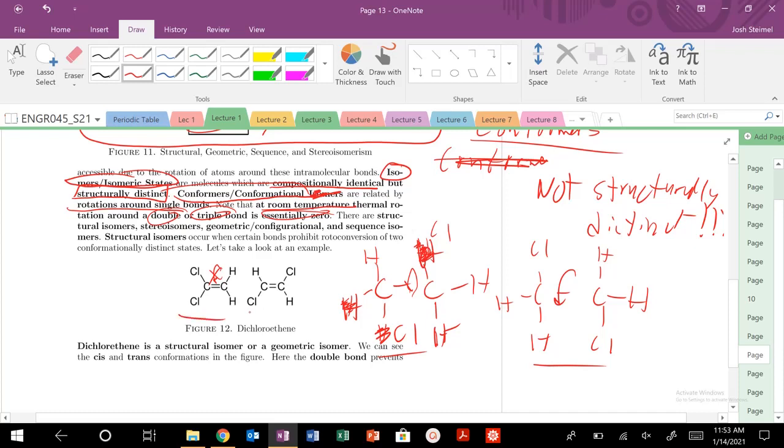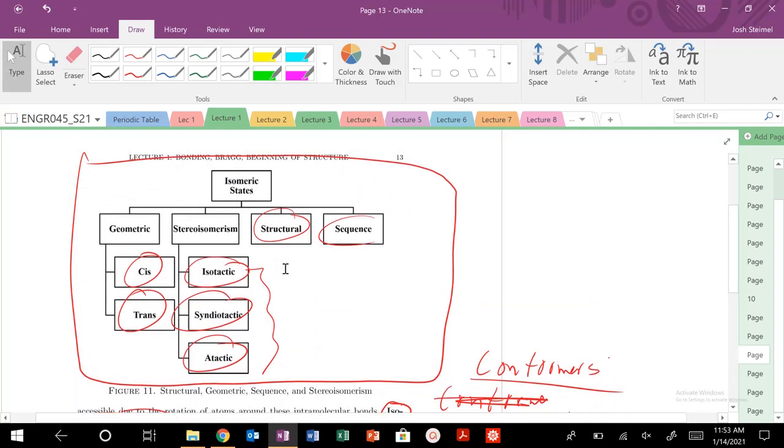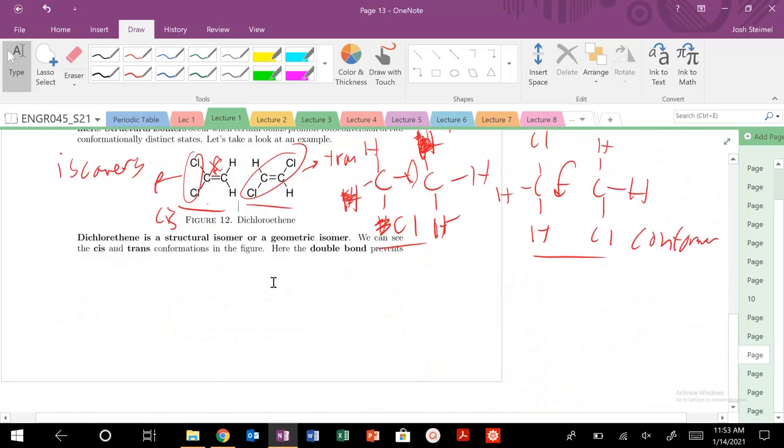These molecules, dichloroethene, here and here, are compositionally identical, just like this, but we can't rotate around the double bond, so these are fixed. While these were conformers, these are isomers. Specifically, they are geometric isomers: this is going to be our cis, and this is going to be our trans. Cis means same sides, the chlorines are on the same side. Trans means across. Hopefully a little reminder from chemistry. It's a structural or geometric isomer, the cis and trans conformations.